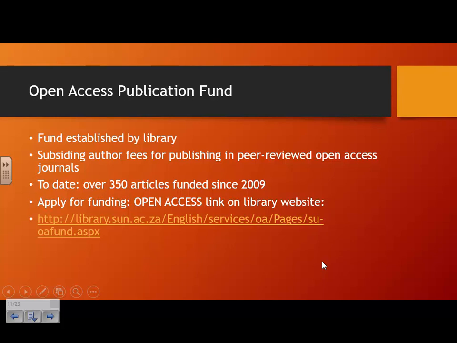If you want to apply for the funding, once again, just go to the open access link on the library's website. You will find a page dedicated to the open access fund and a link to an electronic form which you can just fill in. I can just note here that these applications are not administered by ourselves, but actually by the head of the acquisitions department in the library, but you will get all the information you need if you follow that route. Okay.